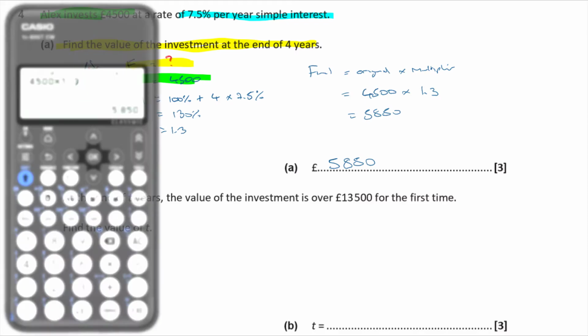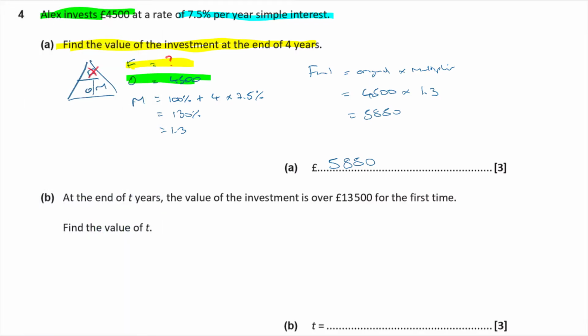Right, now at the end of T years, the value of the investment is over 13,500 for the first time. Find the value of T. So starting out the same way with my triangle, final, original, multiplier. This time we actually know what the final is. It's 13,500. We know what the original is. It's still 4,500. So that came from there. Look. That still came from the green bit at the top.